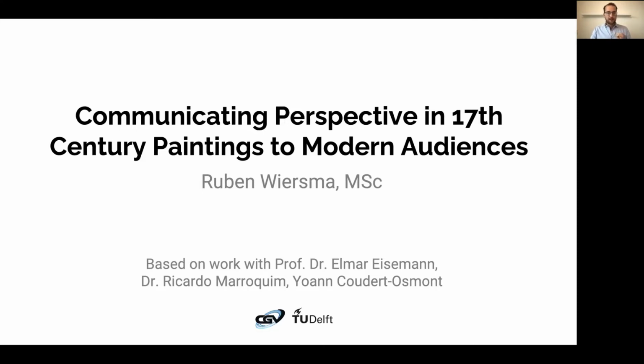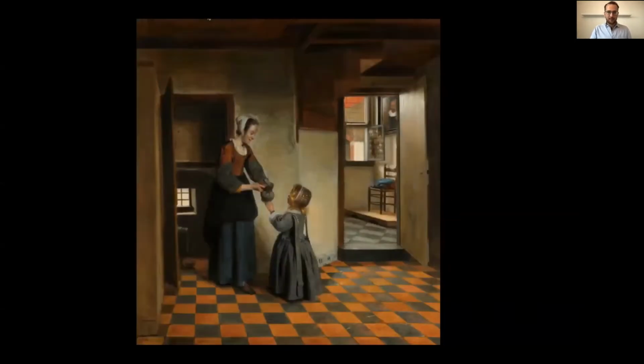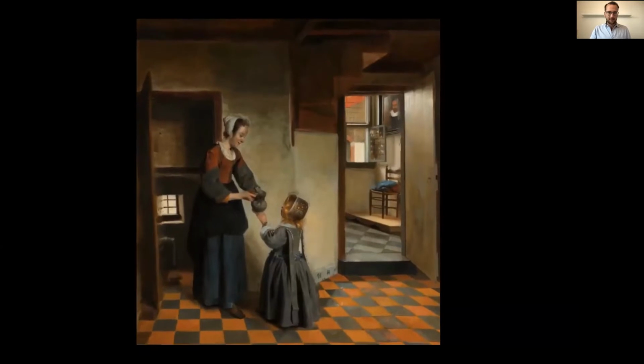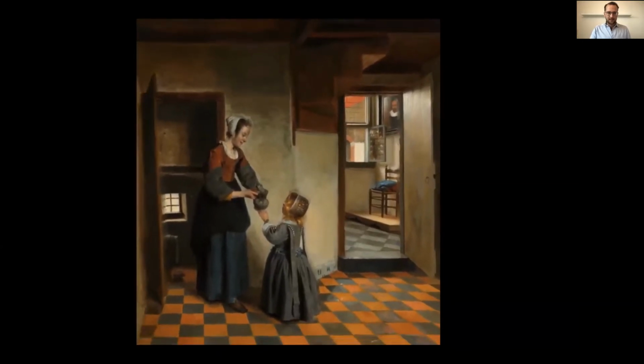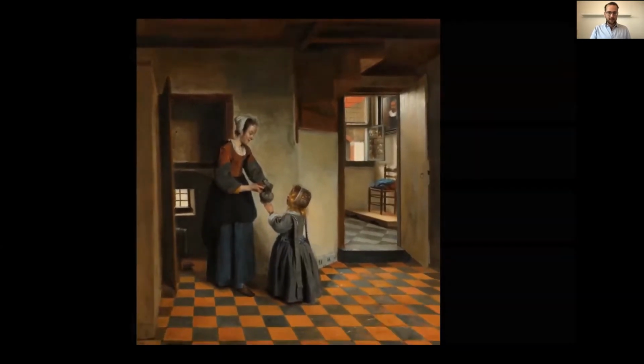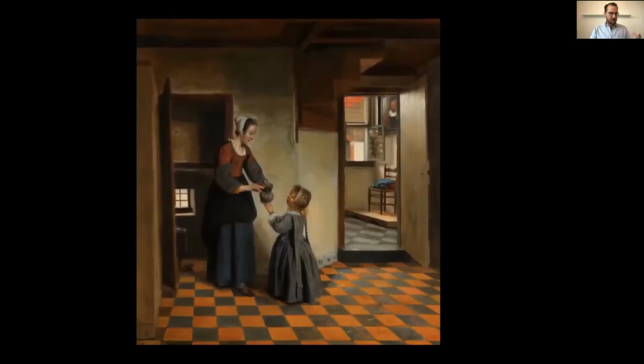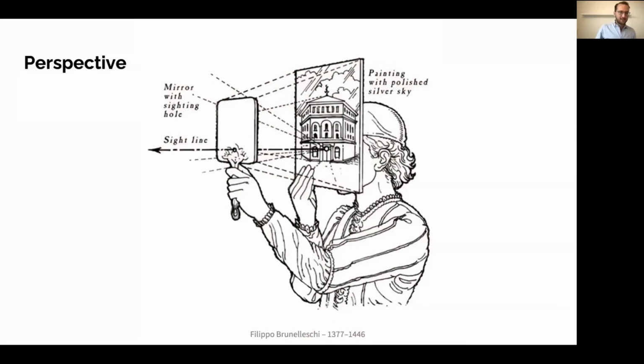Good, so I'm going to talk about communicating perspective to modern audiences, and where we'll end up is something that looks a bit like this. Something where you really see a painting as it is, almost like in a 3D version that the artist created. But we're going to start a while back at perspective and when artists started using it. Because perspective is, if you look at the history of our whole universe, quite recent, especially when we started using it in our image making.